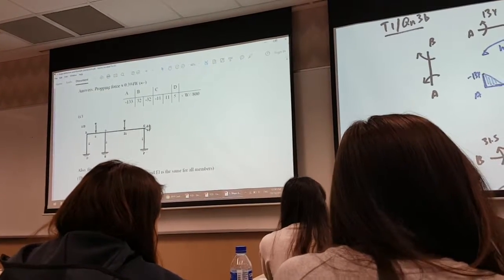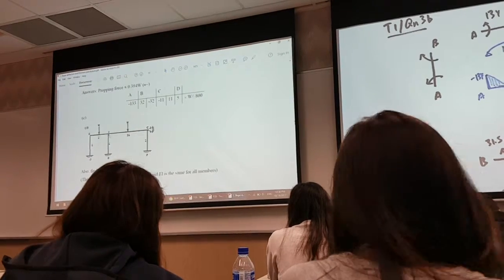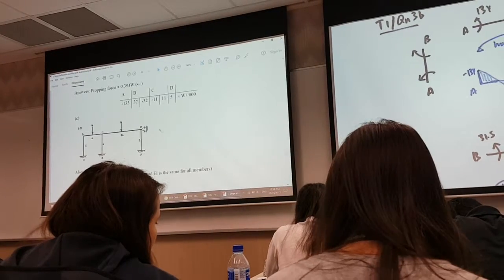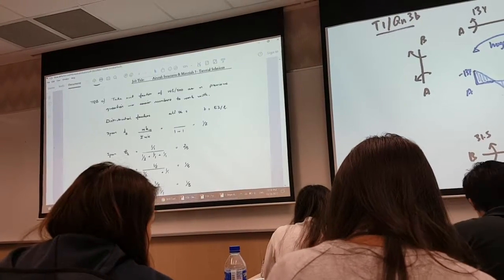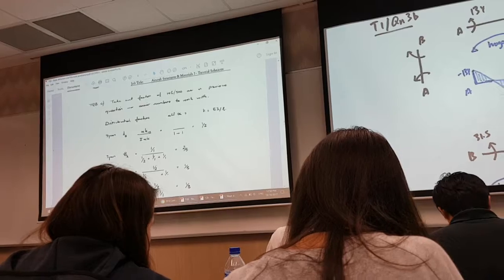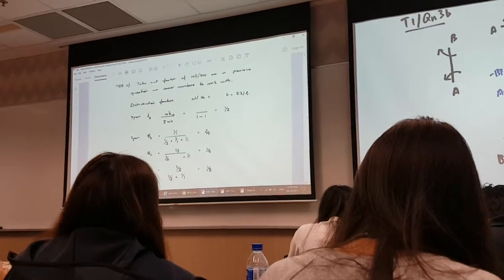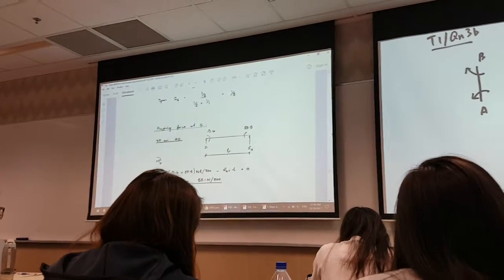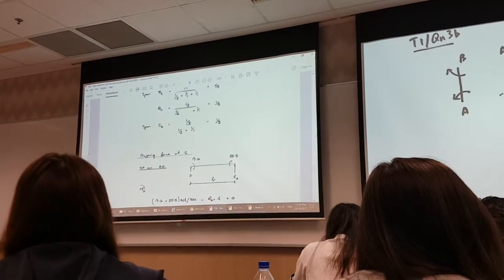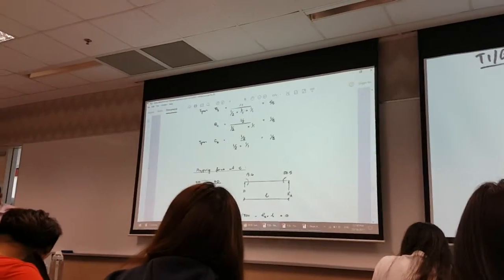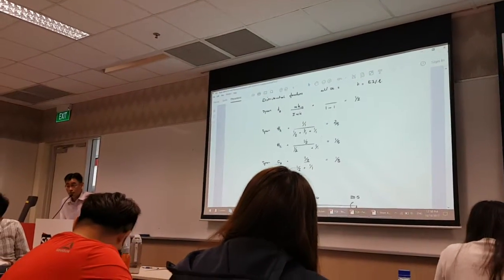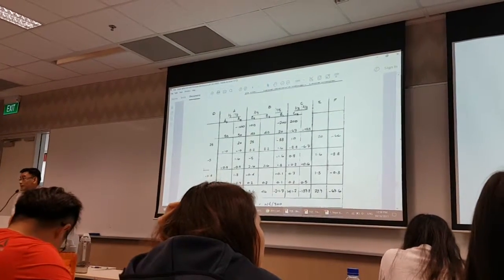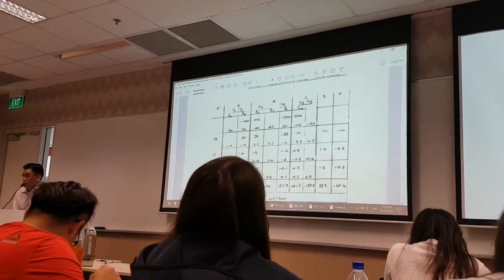The propping force again means you have to find all the forces acting in the horizontal direction along this axis. With that, if you look through the solution, you still have to work through the distribution factor at all the nodes. After working out the distribution factor, you then have to complete this table. This is a big table that you really have to work on.